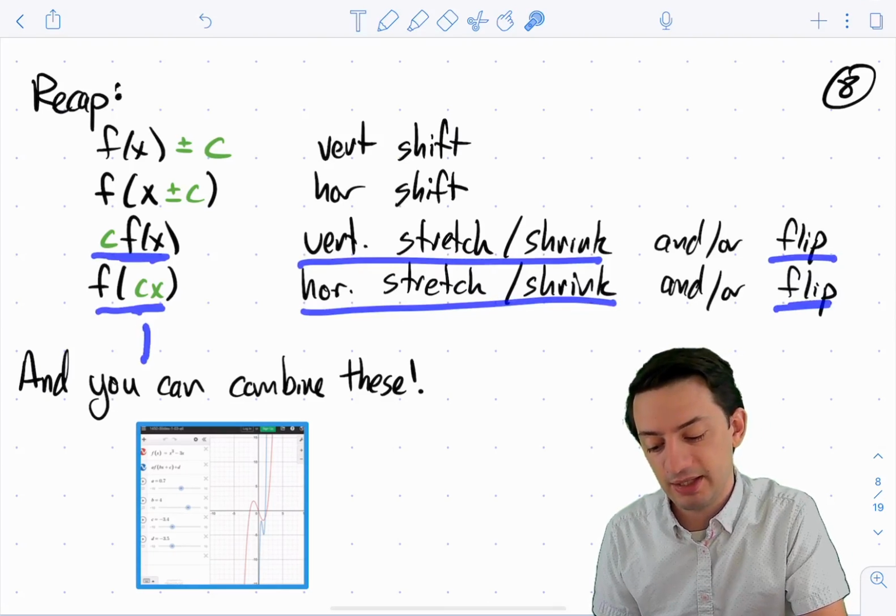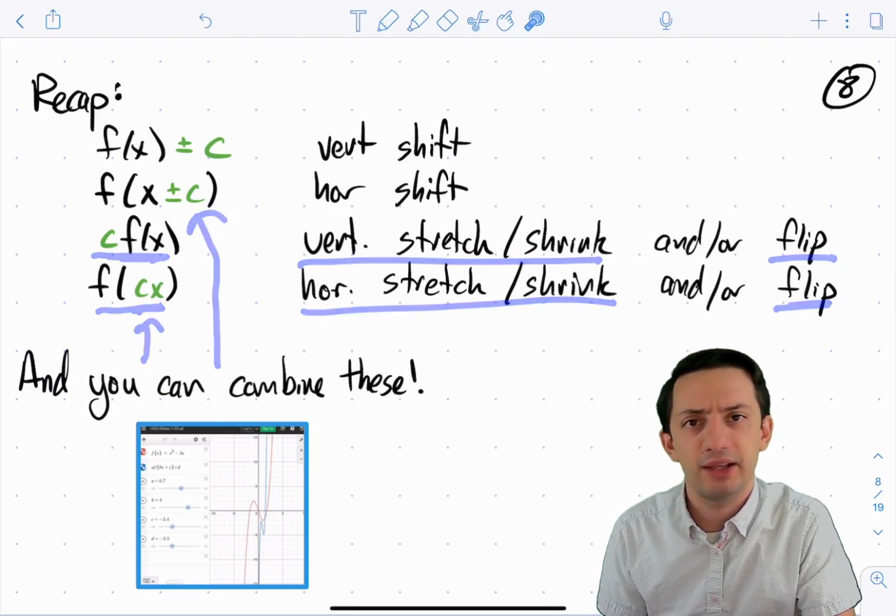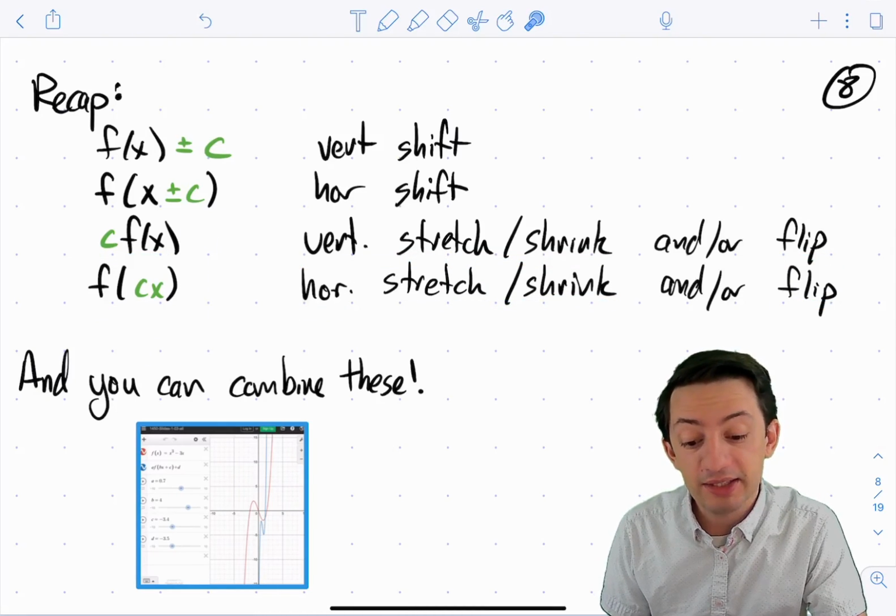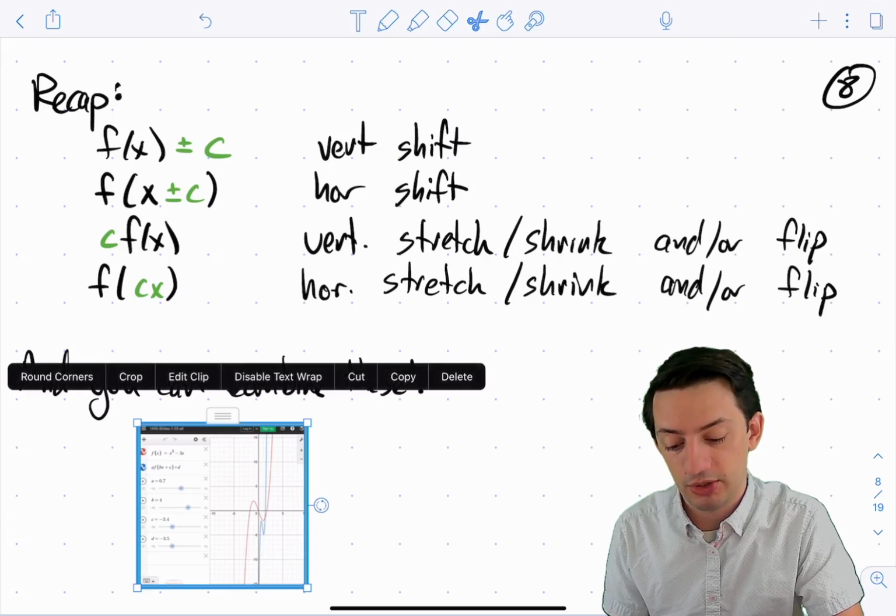And again, because it's inside, just like the other inside one, it has that little bit of a backward seeming effect. And these can be combined too. You can make any of these transformations all at once.